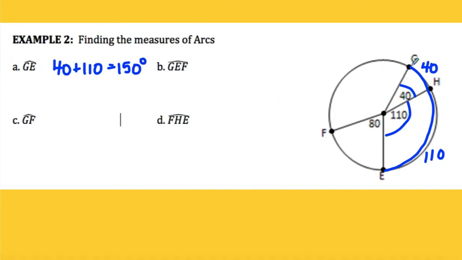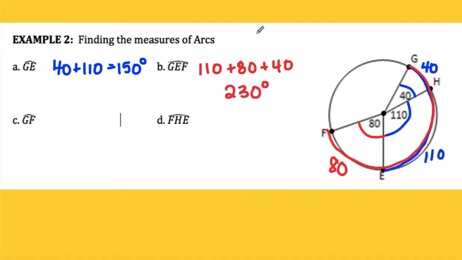GEF, so G towards E, all the way to F. That's a major arc because it came out bigger than 180. And again, if this angle is 80 degrees, this arc is 80 degrees, so I'm going to add 110 plus 80 plus 40, which is 150 plus 80, so 230 degrees.